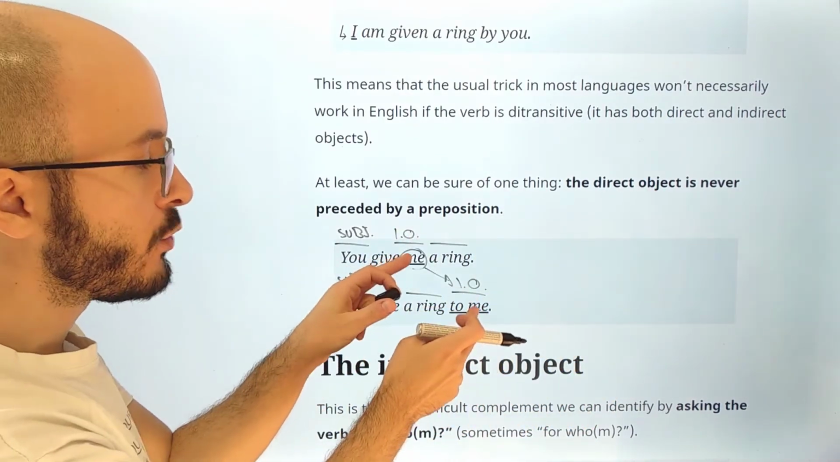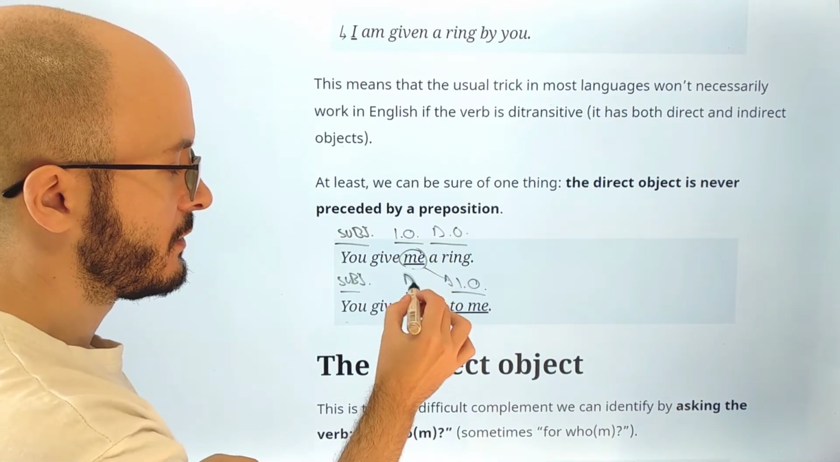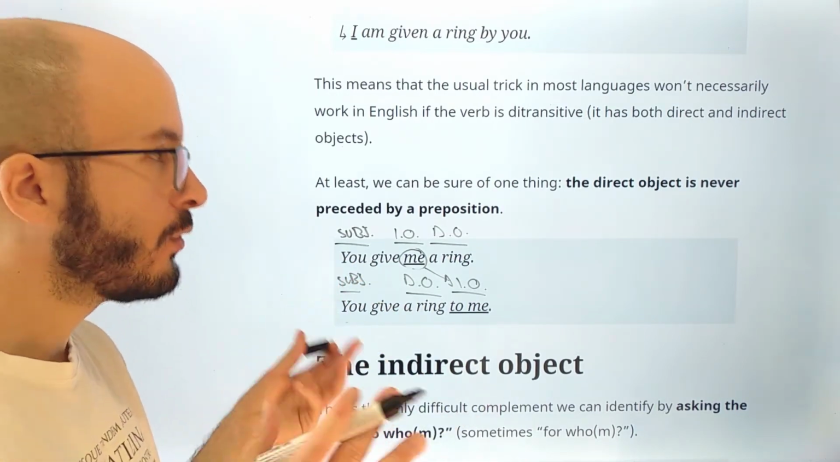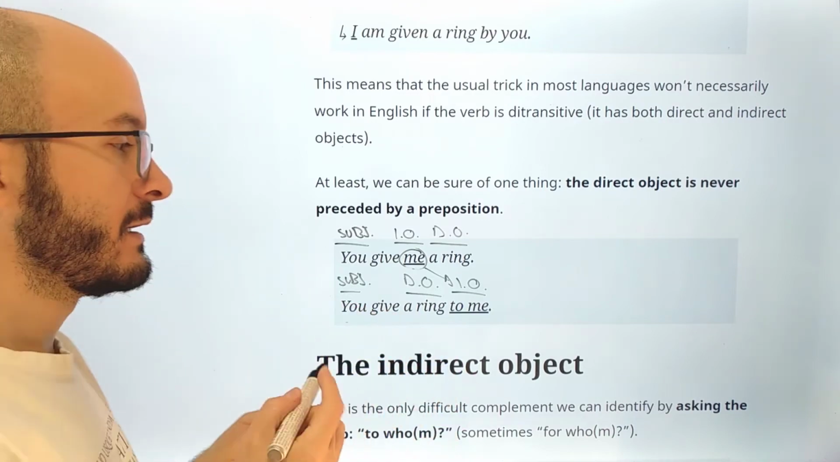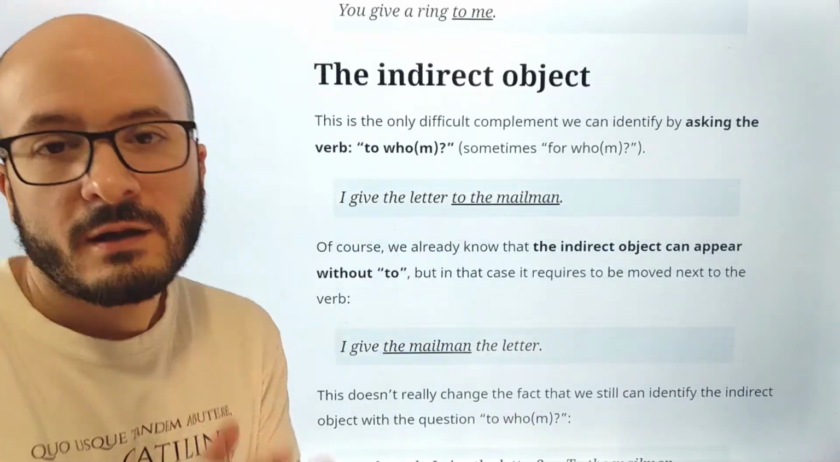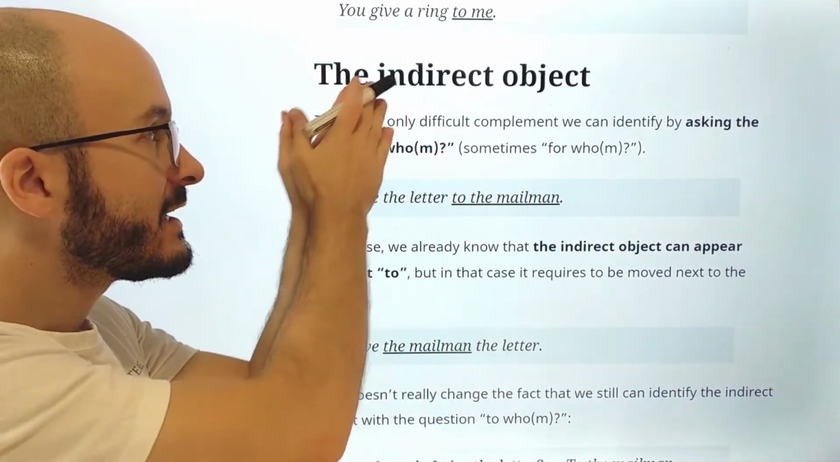And now we know that this is the indirect object, and this is the direct object. Okay, so that's how we have to be playing a bit, pushing, pulling a bit until we identify phrases. And now, of course, we have to study the indirect object in a proper way.